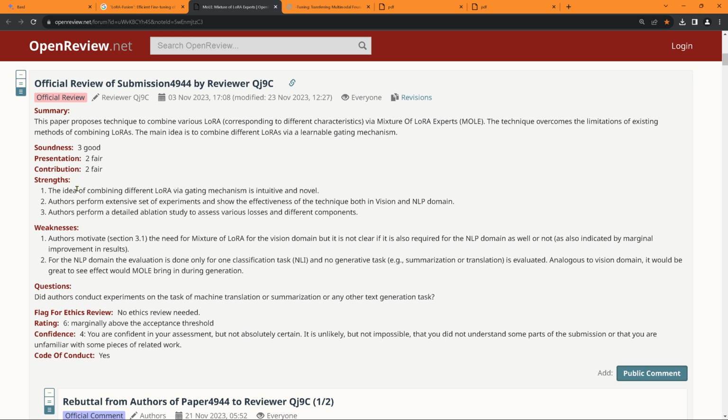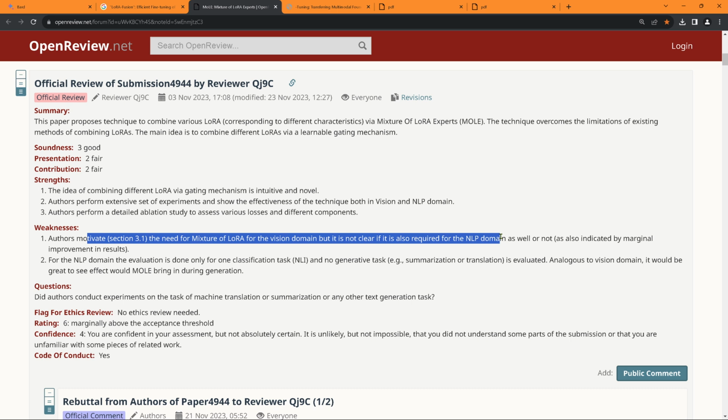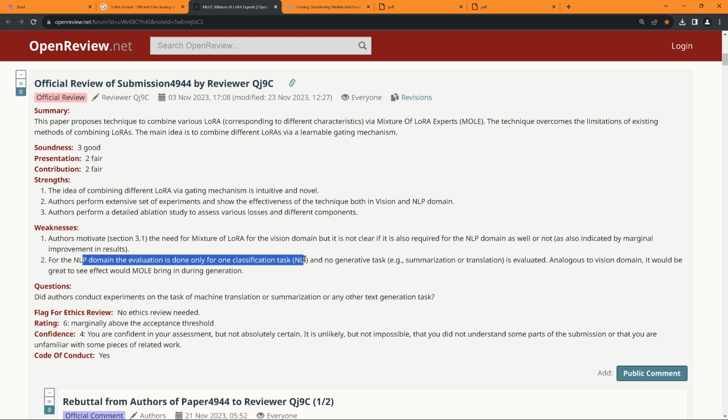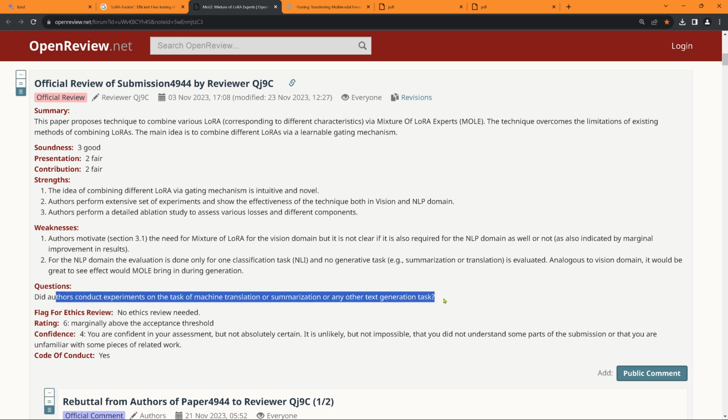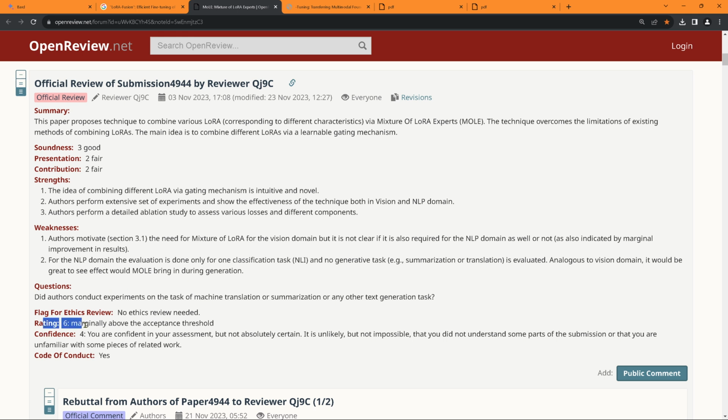So what is good in the paper, and for example, author motivates the need of a mixture of LoRa for the vision domain, but it is not clear if it is also required for the NLP domain as well or not. And for the NLP domain, the evaluation is done only for the classification task and not for the generative task like summarization or translation. Question, did the author also conduct experiment on the task of machine translation or generation of new task? And then you have a rating.